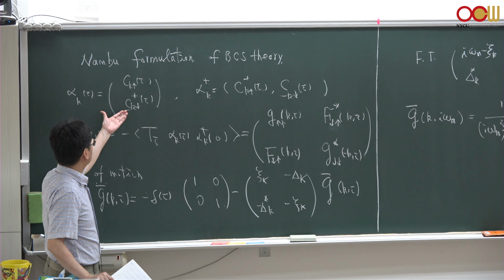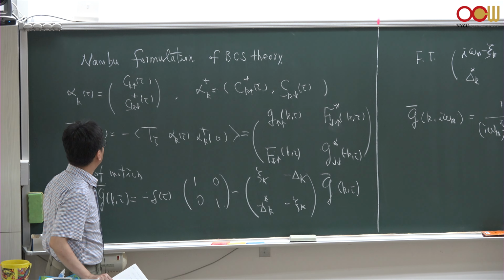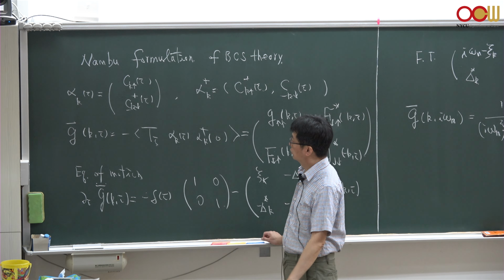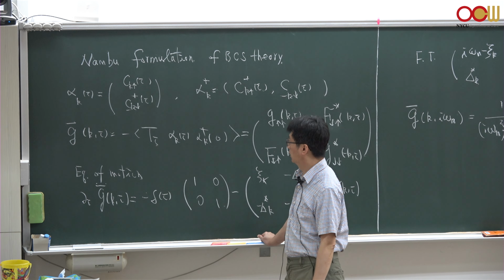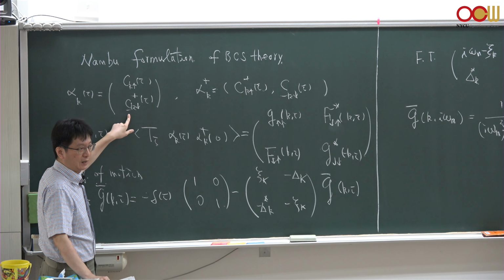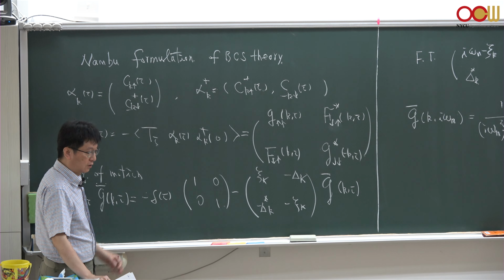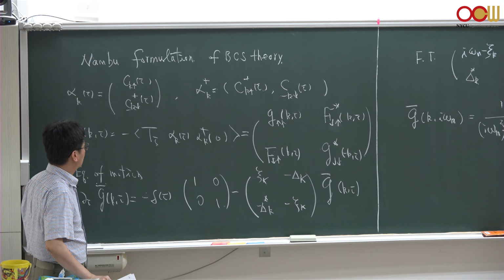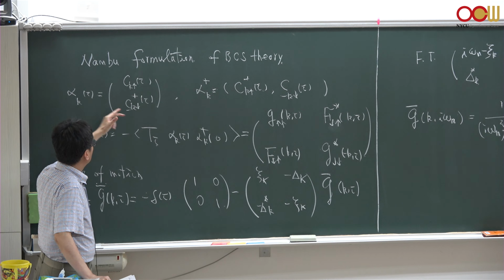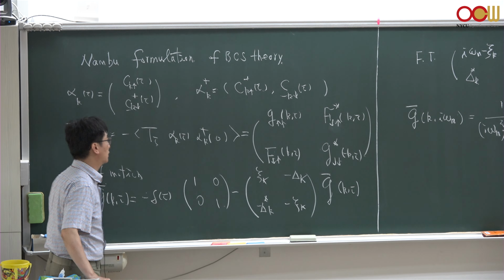And to do this, Nambu just defined a column matrix, or a row matrix, 2x1 or 1x2, given by this alpha operator, which is a column matrix made of two operators. One is c_k up, another is c dagger minus k down, which is convenient to describe this BCS Cooper pairing. And this alpha_k as a function of tau is given by this column matrix. So if you dagger this, you get this row matrix like this.